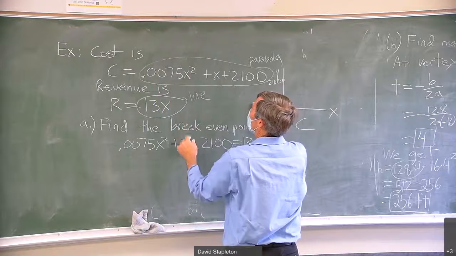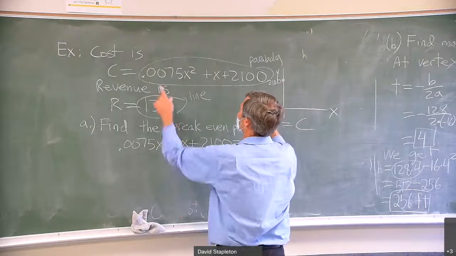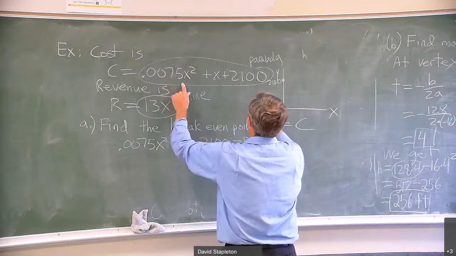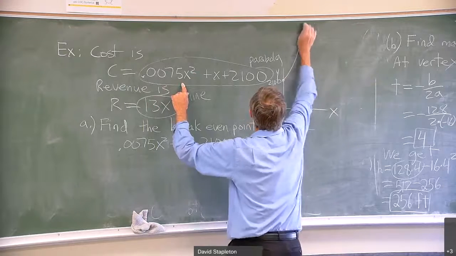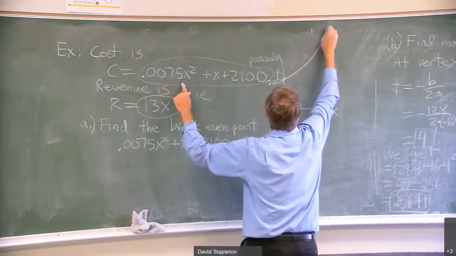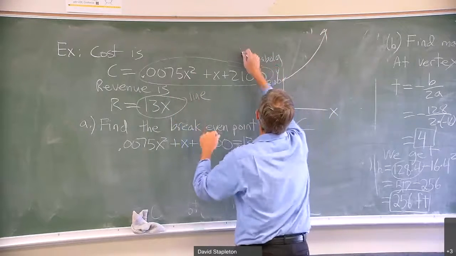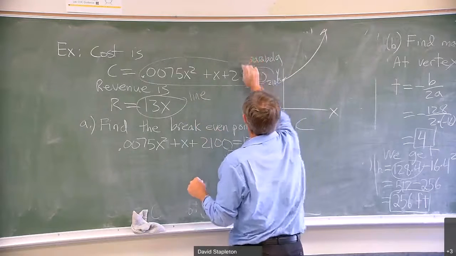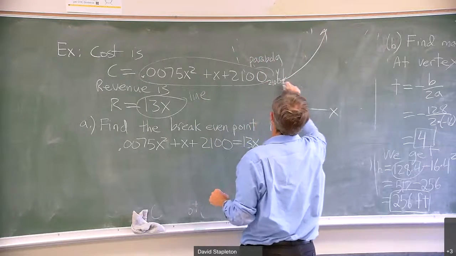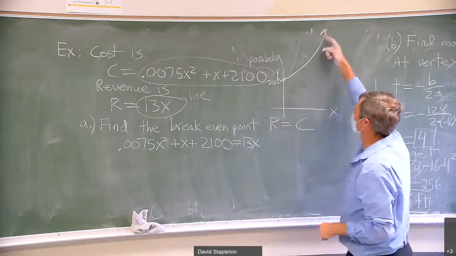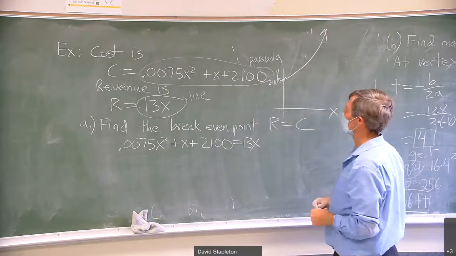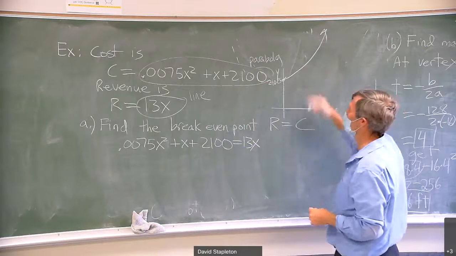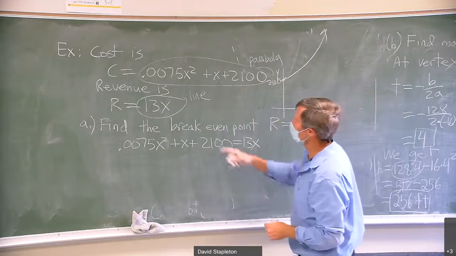And now the cost is going up because its coefficient is positive, so it's a parabola upwards, an arch shape. You can make it go down something like this if you do the whole parabola. But we want this part of the parabola because we're only interested in a positive number of units. We can't produce negative units, so we draw part of the parabola. And then the revenue is 13x.